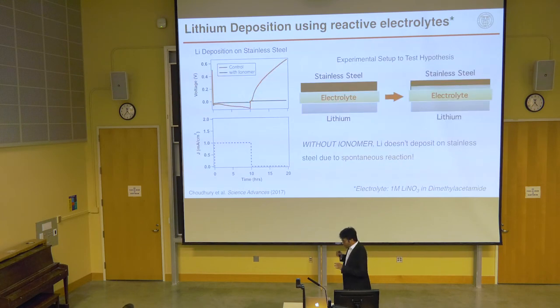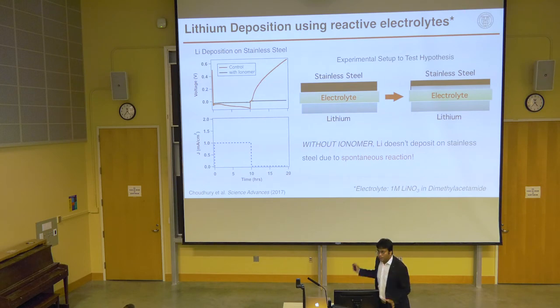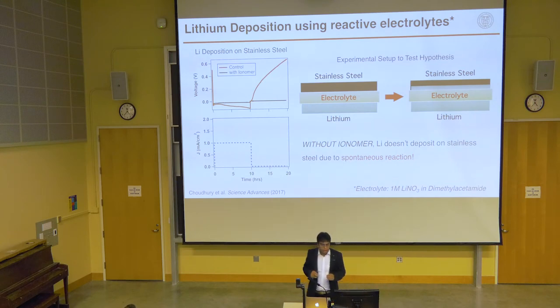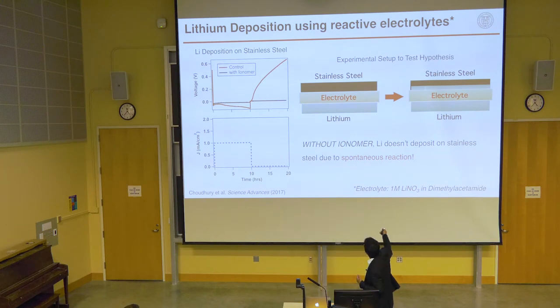Now, again, to test the hypothesis that this ionomer interface stabilizes the lithium metal deposit, we designed a simple setup. Here, we designed a battery with lithium metal on one side, and on the other side, we have a stainless steel electrode. Okay? And the electrolyte that we use here is DMAC with lithium nitrate, which is very, very reactive in nature. In this experiment, we just deposit a small amount of lithium from the lithium electrode to the stainless steel side. Okay? And then just observe the voltage profile and so forth.